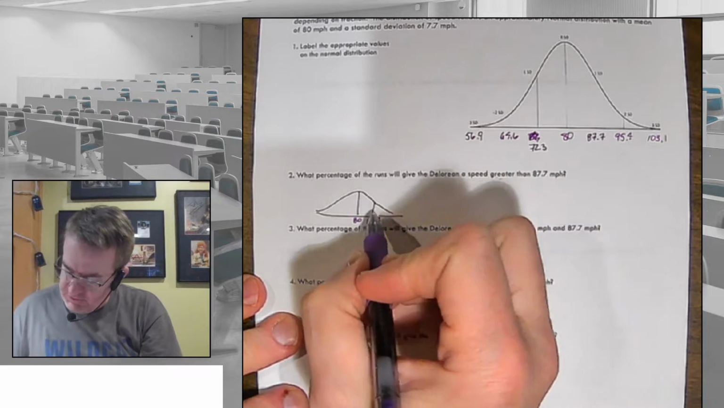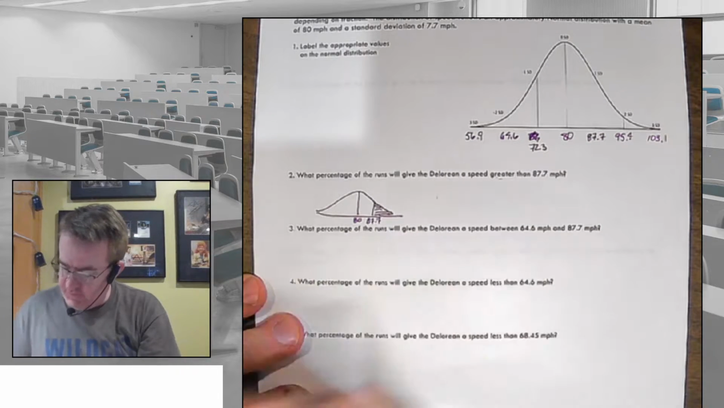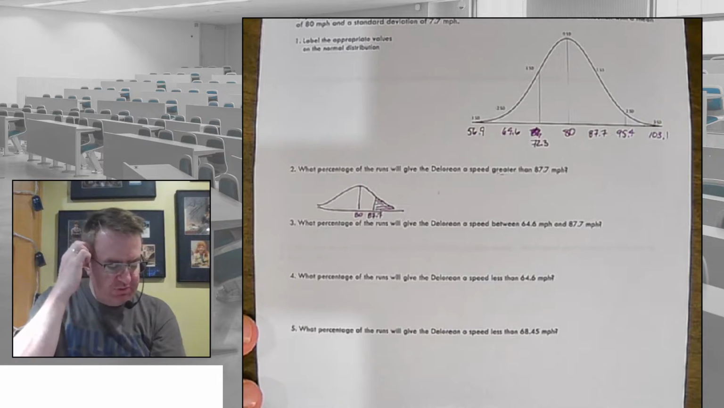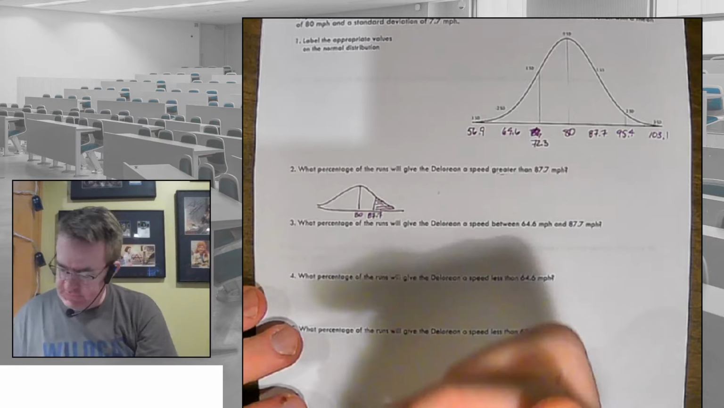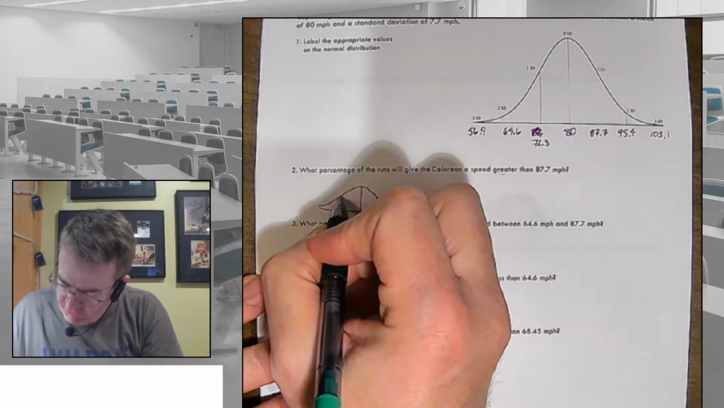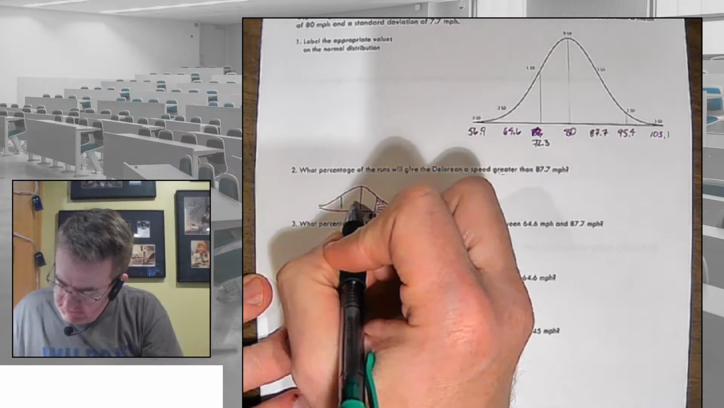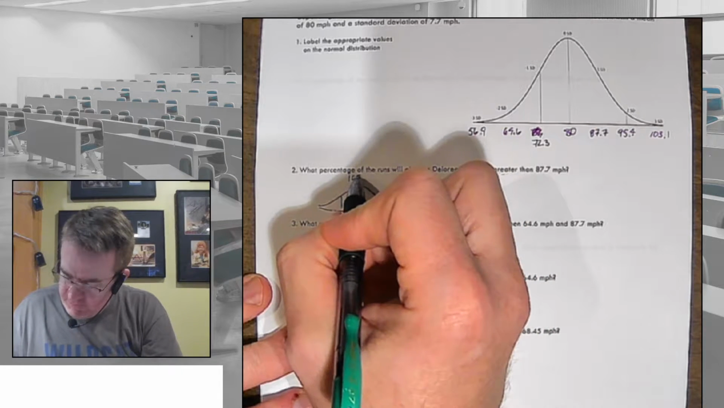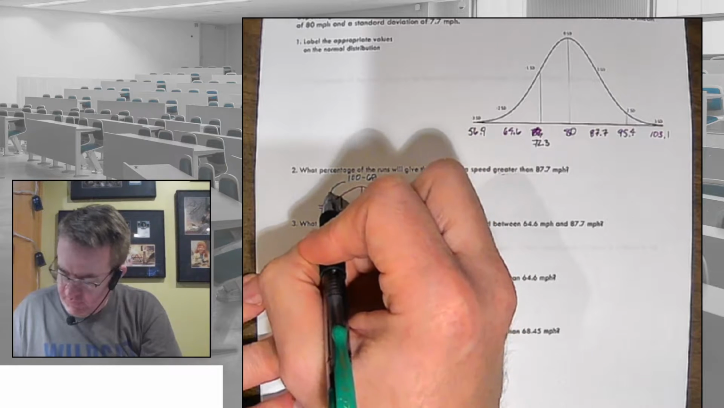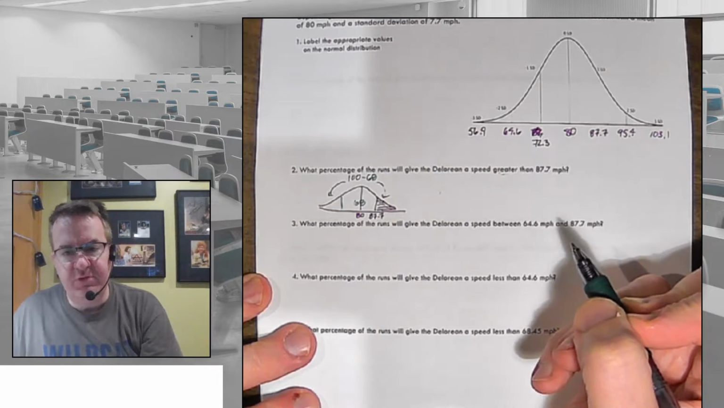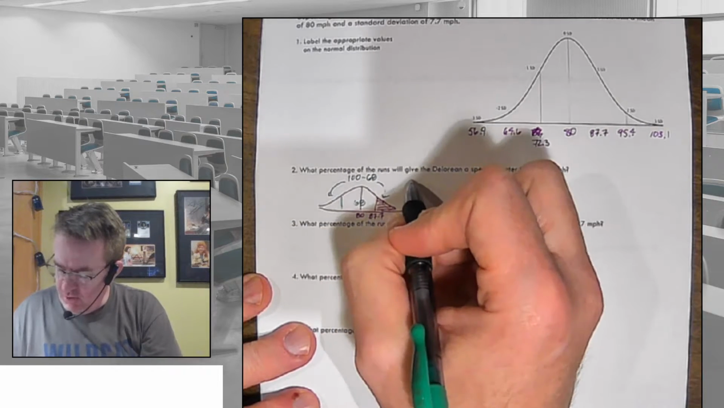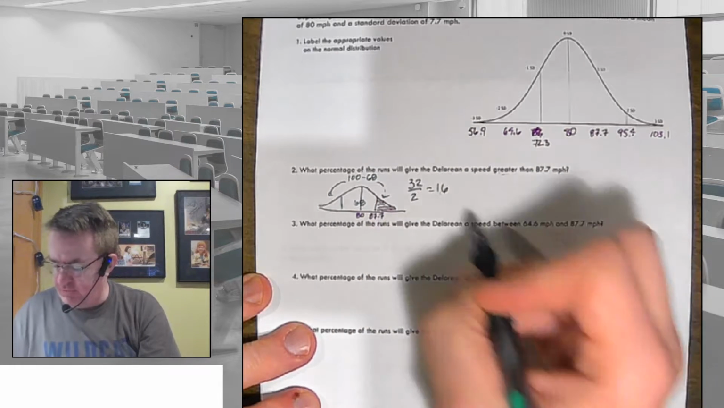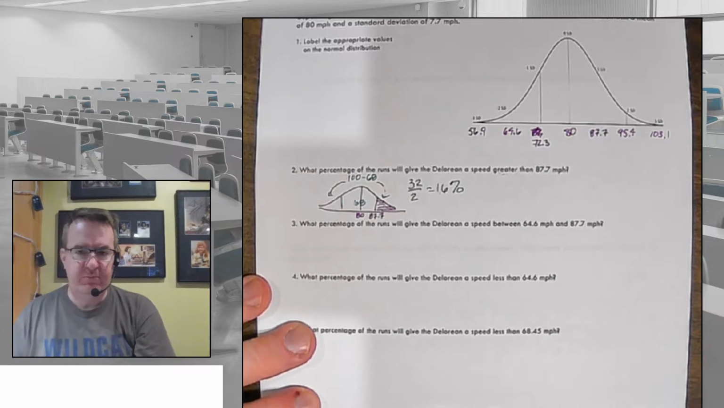Greater than 87.7, so I want all of this. Now there's a number of different ways you can do it. One way is, if you're thinking about this, you've got 68% here, right? Which means that I've got 100 minus 68 in these two spots. So you're going to break those up. So that'd be 32 divided by 2, and I get 16%. That'd be one way to do it.